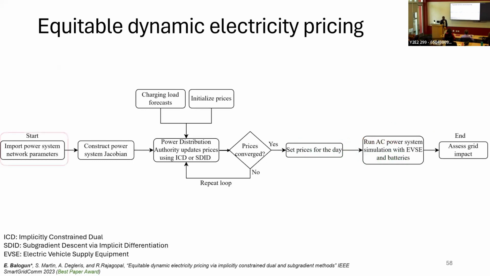Essentially what we do first is we import the power system network parameters. Then we construct something called a Jacobian. You don't have to understand that, it's just how to describe the power system. And then the PDA updates the prices using two algorithms. One is called an implicitly constrained load method, and the other one is a gradient-based method. And then once the prices converge in this loop, we can then set the prices for the day. Afterwards, we then run an AC power flow simulation to see if our prices give the desired outcome. And then we measure the gradient impact.